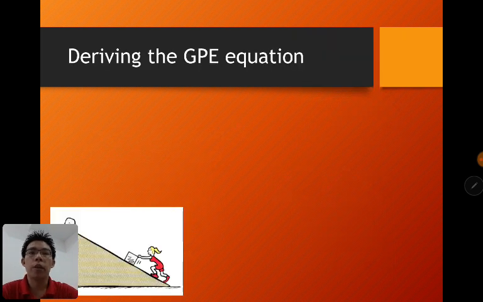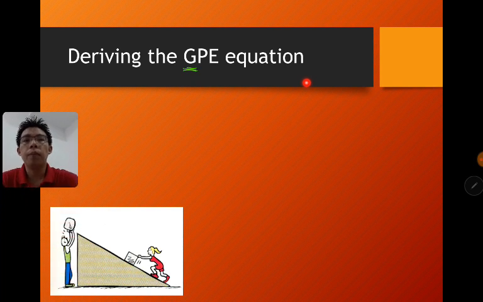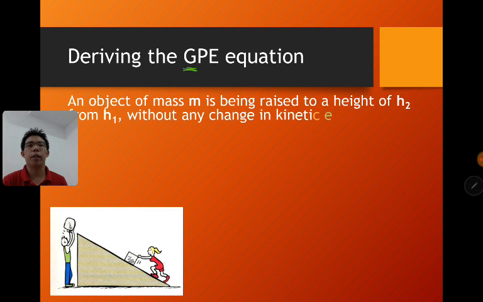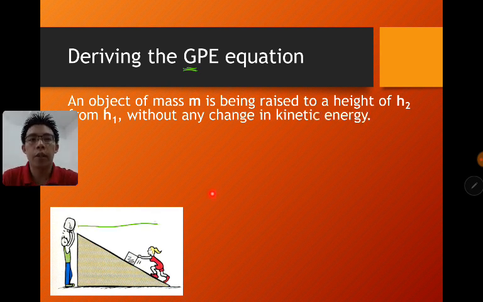Right, so we need to know how to derive the gravitational potential energy particularly. Let's say we have a case here, an object is raised to a height of h2, and let's say the ground is h1. So from h1 to h2 without any change in the kinetic energy. No change in the speed, so you're lifting it up or pushing it up very slowly.